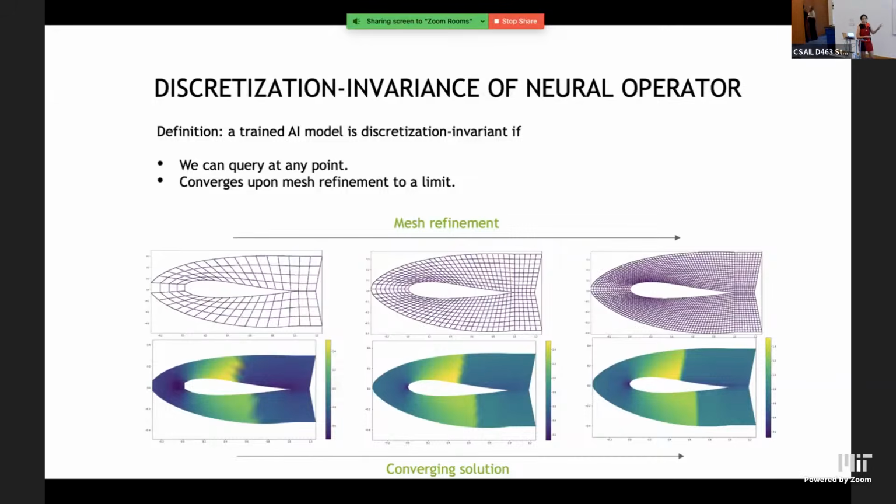Instead, we'll see that neural operators have this guarantee that you can query at any point. You can also be assured a limit exists as you refine the grid, after this neural operator has been trained and you use it at inference time.